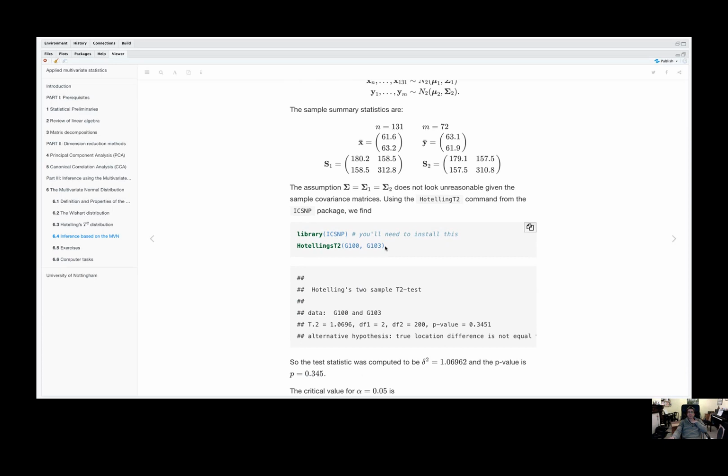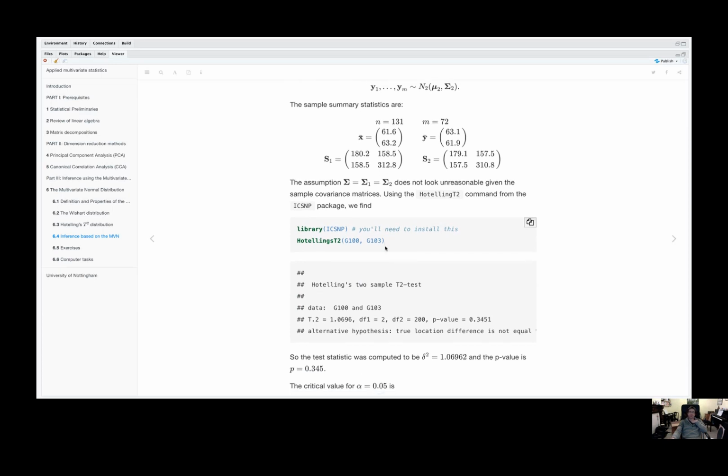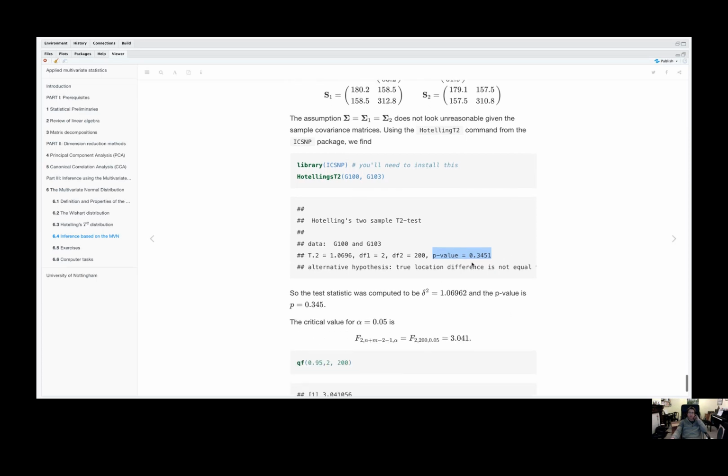So thankfully, again, there's a command for doing this in R, so we don't need to work out all the details ourselves. So we do HotellingT2 G100 G103, okay. And that tells us the T squared statistic. It tells us the degrees of freedom, and it tells us the p-value. So the p-value here is large, it's bigger than 0.05, so we're going to say there's no evidence to reject the null hypothesis.